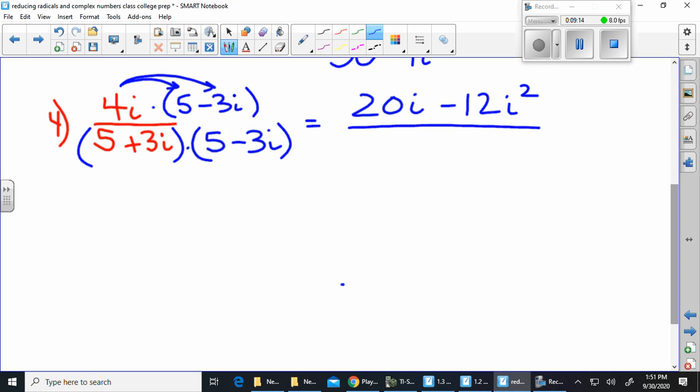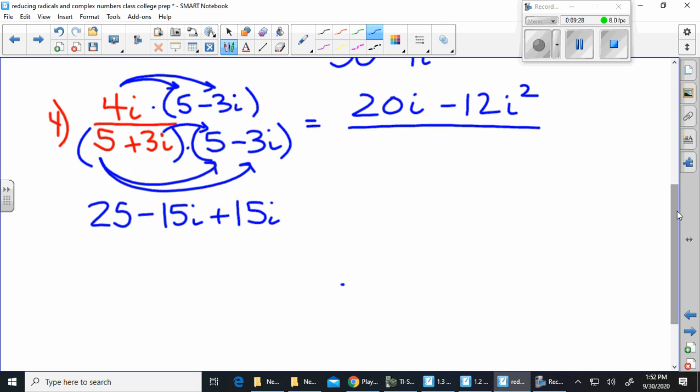Do the bottom. 5 times 5, 25. 5 times a negative 3i, negative 15i. 3i times 5, positive 15i. 3i times a negative 3i, 3 times negative 3 is negative 9. i times i is i squared. Now, you guys should sort of see that anytime you use the conjugate, the middle terms cancel out.